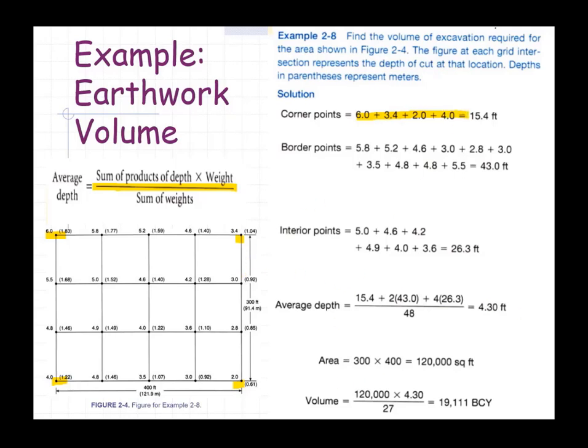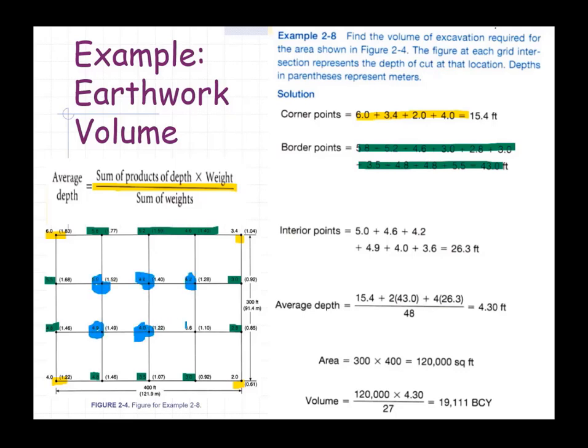Then I look at the perimeter, the borders. So those border or perimeter depths are around the perimeter, these exterior border points. Then we use the interior points. Next we apply the weighting factors. So our total area is the length times width, but the volume is weighted based upon the average depth.